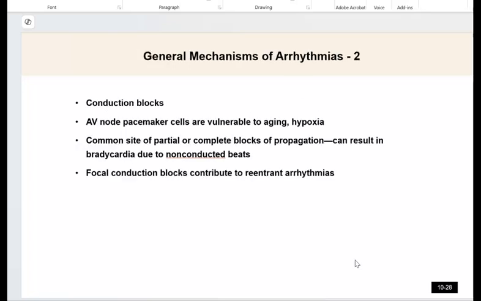The general mechanism, part 2 of arrhythmias that they say, is that the AV nodal pacemaker can be vulnerable to aging and will be vulnerable to hypoxia. So if someone is truly hypoxic, they can go into block type rhythms, or we have the AV block, etc. type rhythms. You can get bradycardia because you are going to get often non-conducted beats that could go down through to the ventricles. The focal conduction blocks contribute to these reentrant tachycardias.